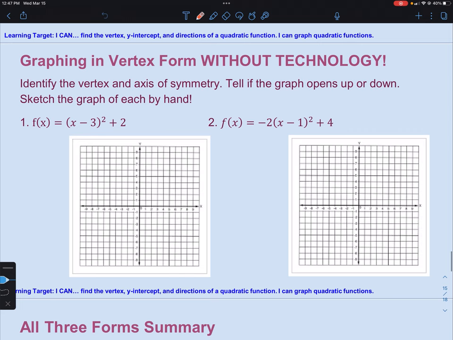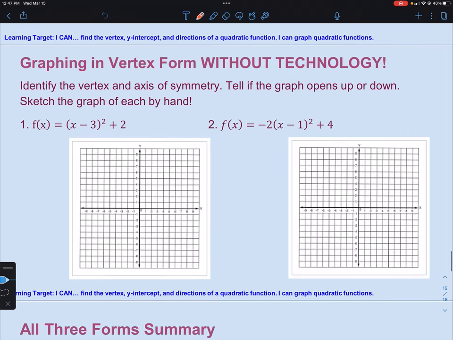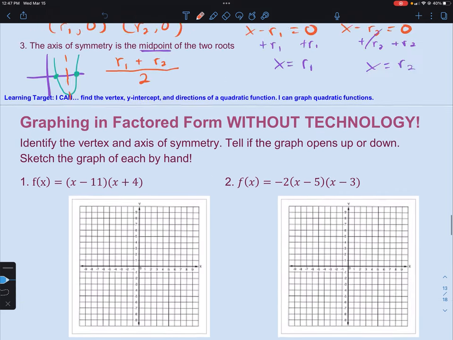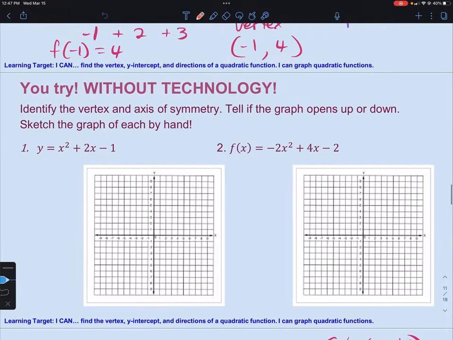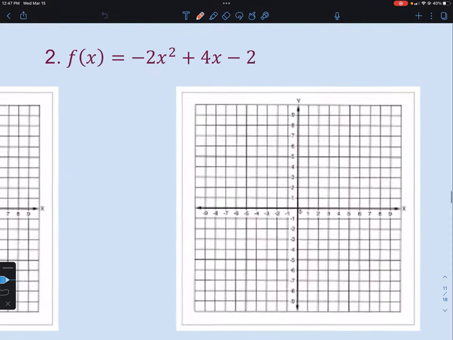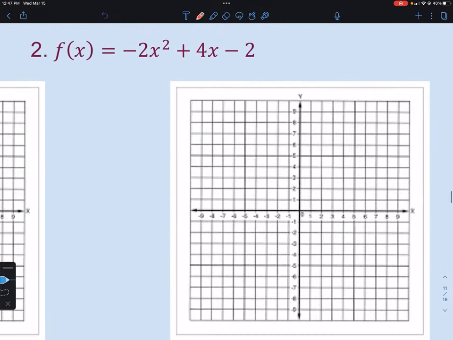So I'm going to show you an example of each, how to fully sketch the graph, and different things to look out for. So let's go up here to this standard form problem, number 2. I like number 2. It's got a little bit more going on with it.